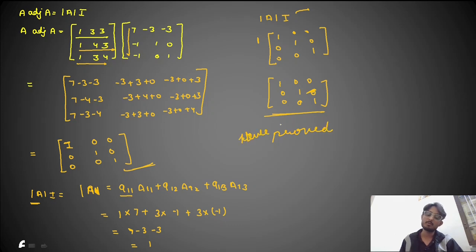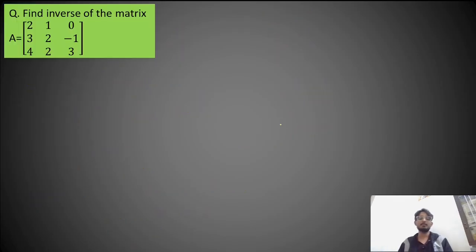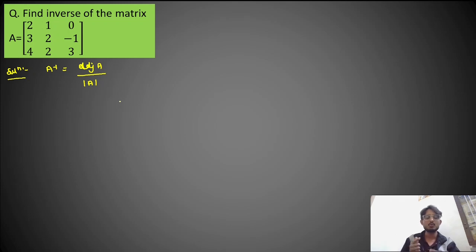Okay, let's move on. Another example. Find the inverse of the matrix. How can you find the inverse of the matrix? The inverse of any matrix, A inverse, equals the adjoint of A upon the determinant of A. So first of all, you have to find the adjoint. To find the adjoint, you have to find the cofactors of this matrix. How can you find the cofactors? I have previously described the cofactors. Now in this question, I will try to do this very quickly, so you have to understand the concept. How can you find the cofactors?